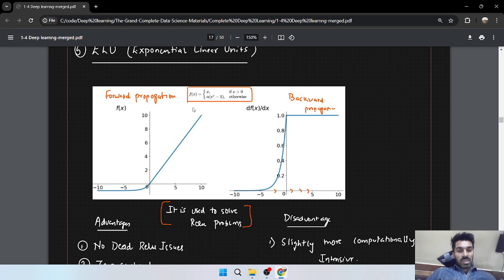If the value of x is greater than 0, then it is the same as ReLU and leaky ReLU, but if it is less than 0, then it is different. In ReLU it will simply be 0, in leaky ReLU it's 0.001x, and in ELU it is alpha, which is a hyperparameter, times e raised to the power x minus 1. If you take the derivative, it will be 1 if x is greater than 0.